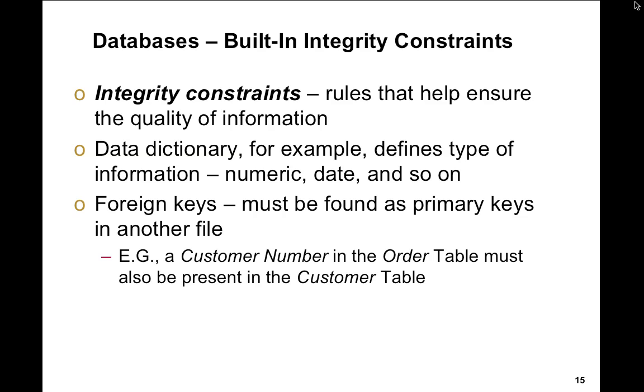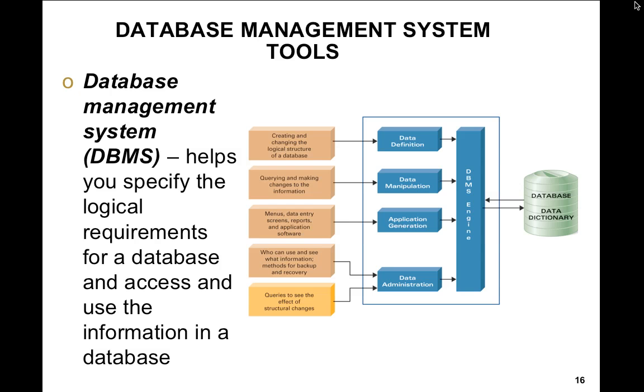So the data dictionary, for example, defines the types of the information, the numbers, the dates, and so forth. The keys themselves, primary key and foreign key, link the data together. And as an example on the bottom, a customer number in an order table must also be present in the customer table. So we have consistency and those constraints, and we can build it.